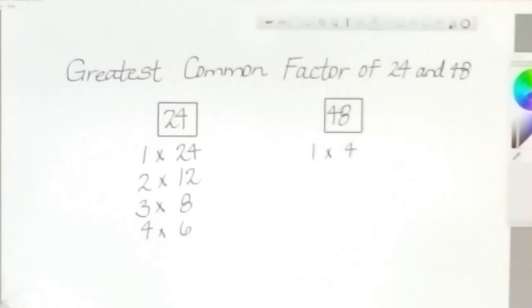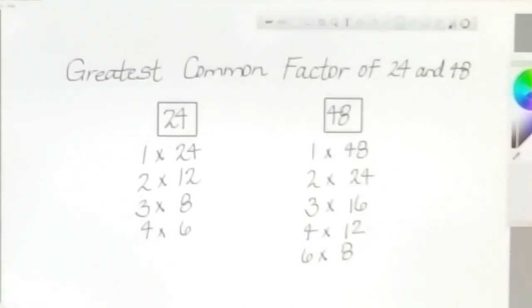1 times 48, 2 times 24, 3 times 16, 4 times 12, 5 does not fit, 6 times 8, and then of course 7 does not fit. 8, you would be back to 8 times 6 and thus just be going backwards. So I have listed the factors of both composite numbers.